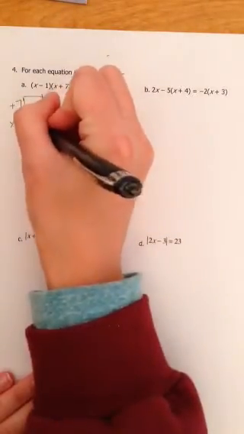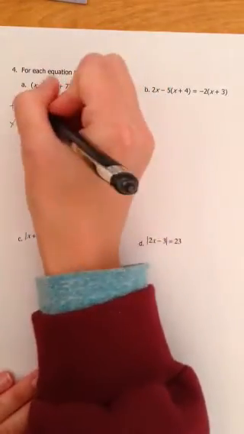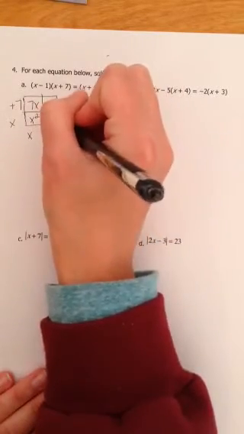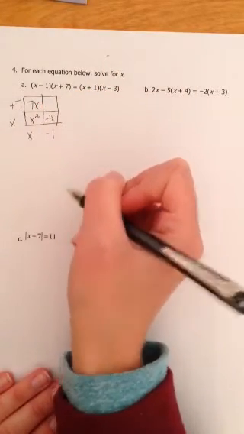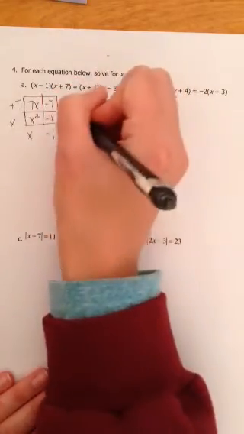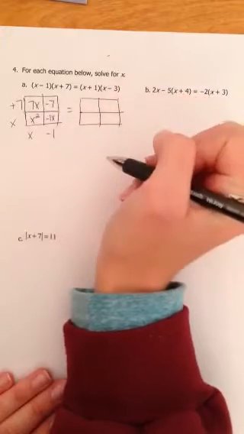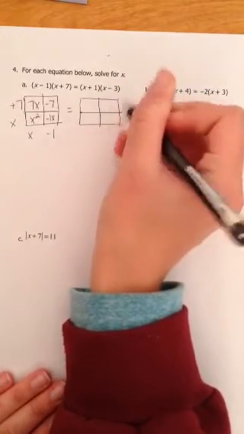So x times x is x squared, 7 times x is 7x, negative 1 times x is negative 1x, negative 1 times 7 is negative 7. And I'm going to do the same thing on the other side. So that equals the area as a product for the other side of the equation.